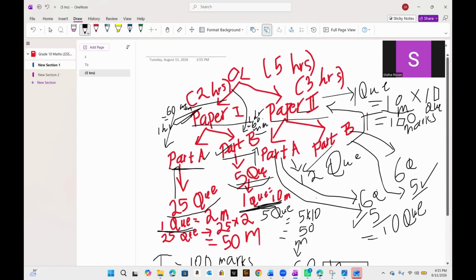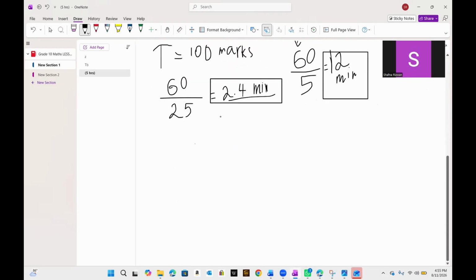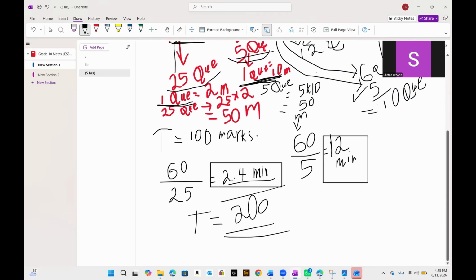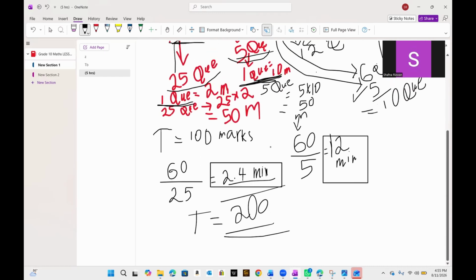And if you get 100 marks in paper 2 and 100 marks in paper 1, then totally how many marks is your paper? Your paper is around 200 marks. Don't forget it. What's your total marks for your O level mathematics paper? It is around 200 marks. Total is 200.